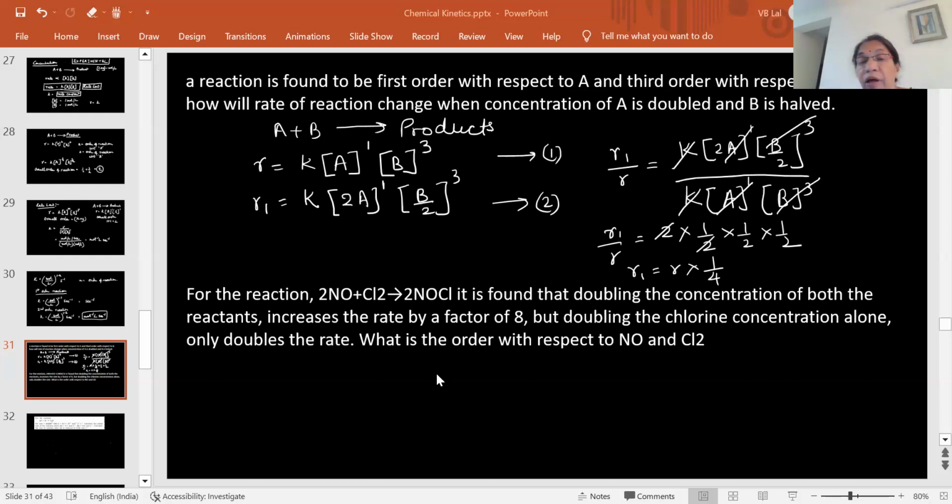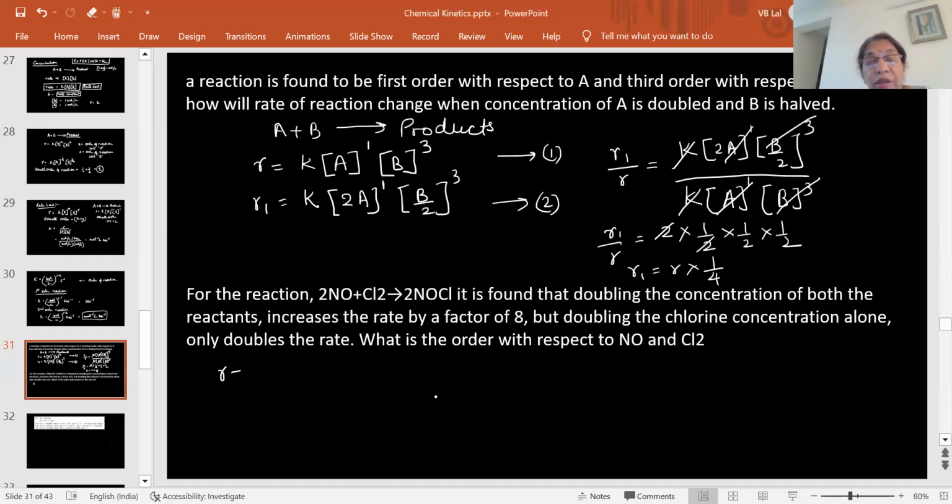Okay. Now, same way, let us do the next question. For a reaction NO2 plus Cl2 giving 2 NaCl, it is found that doubling the concentration of both reactants. Now, this is the other type, the opposite type. I don't know the order of reaction. Now, I have to find the order of reaction. So, how will I do that?